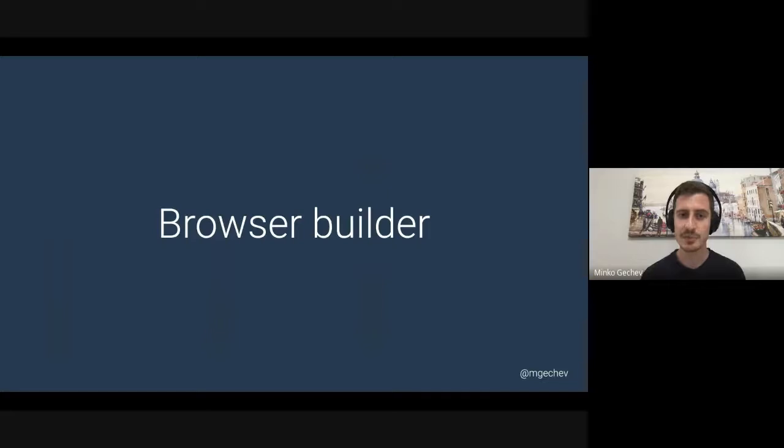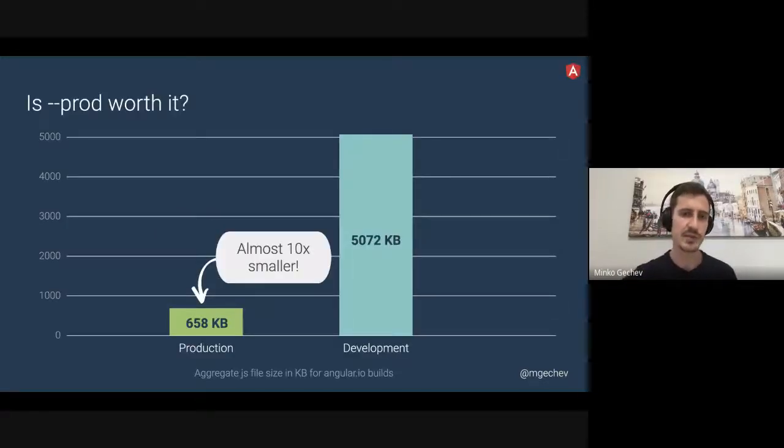Today, we're going to talk about the browser builder that implements ng build. It performs quite a few optimizations. So here, if you look at what it does for Angular I/O, you can find out that, well, compared to the development build, the prod flag decreases the bundle size about 10x. Although we can shrink it even further, this is a pretty good start, I would say.